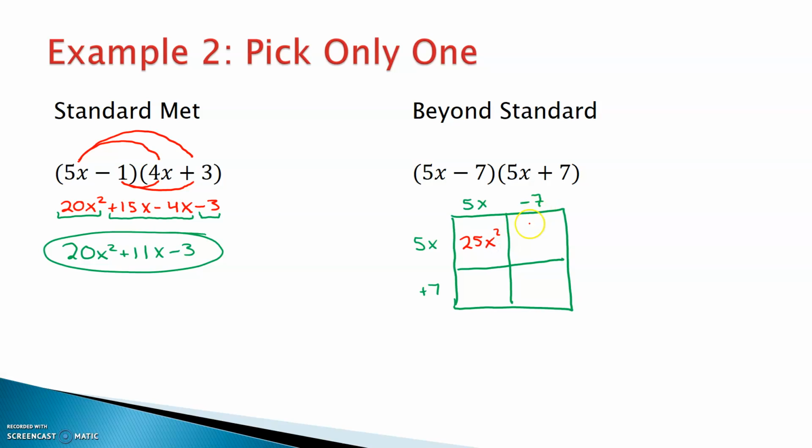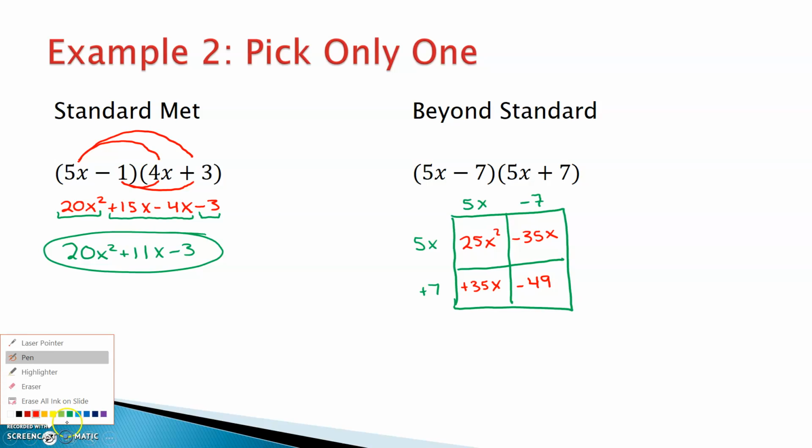Okay, let's try that one more time over here. Negative 7 times 5 is negative 35. And don't forget about that x. There was no other x's, so we still have to carry it over. 5x times positive 7, that's positive 35x. And then negative 7 times positive 7, again, you're multiplying. That gives us negative 49.